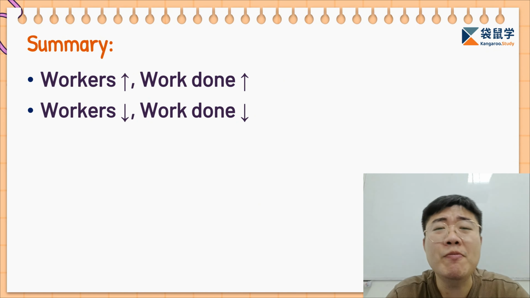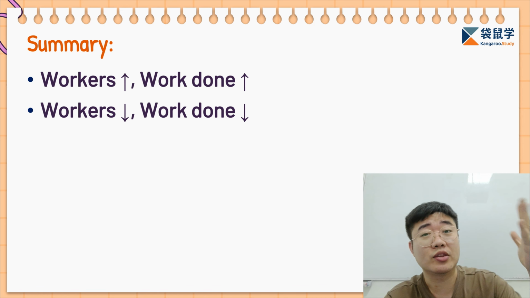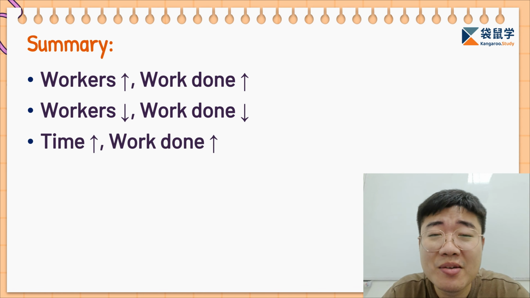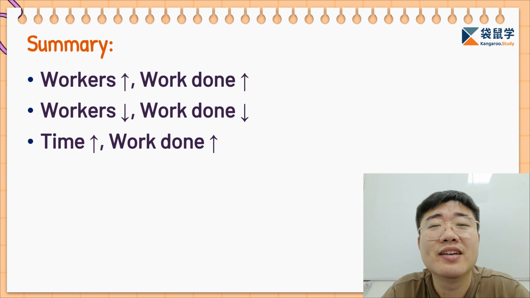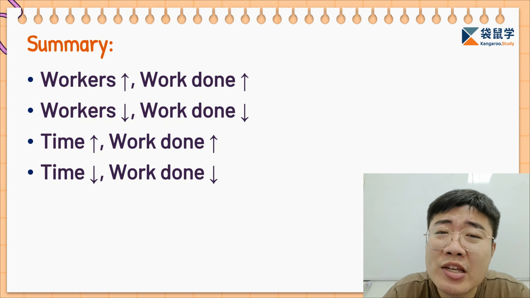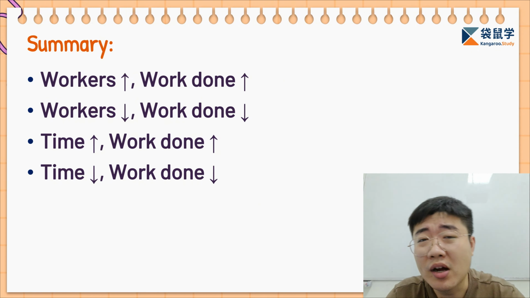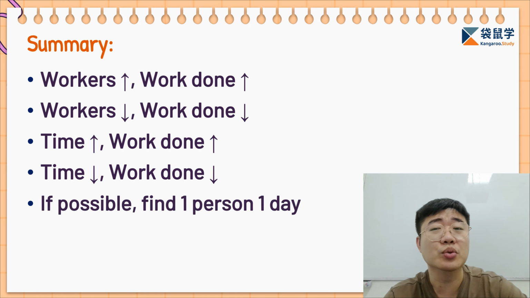Now, let's check about the time here. If the time duration increase, would they do more work or less work? Yes, now they have done more work here. Now, if the time decrease, how about the work done? It will be less than before. So after knowing this, we can always go back to the very basic, which is finding one worker, 1 day. So now, let us take a look at question 2.